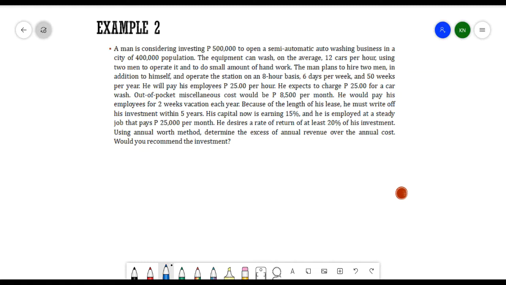He desires a rate of return of at least 20% of his investment. Using annual worth method, determine the excess of annual revenue over the annual cost. Would you recommend the investment?